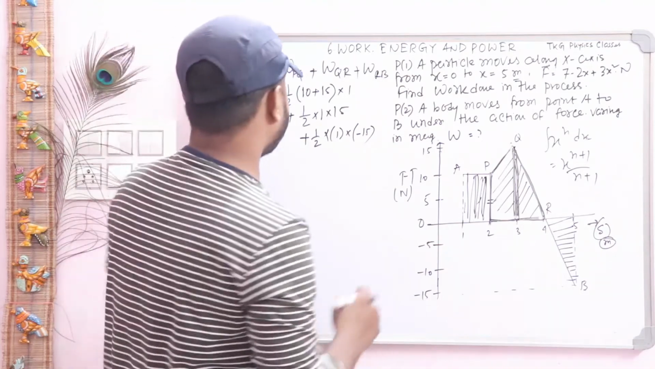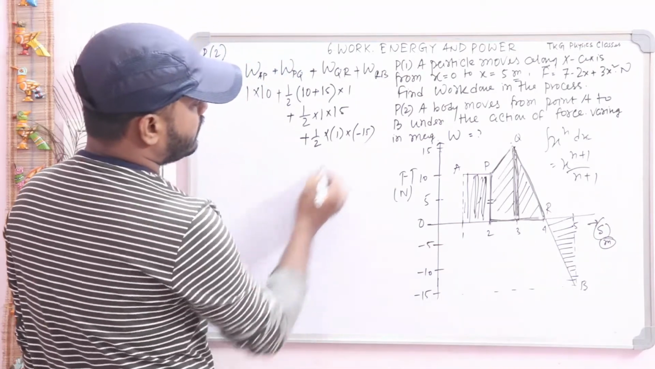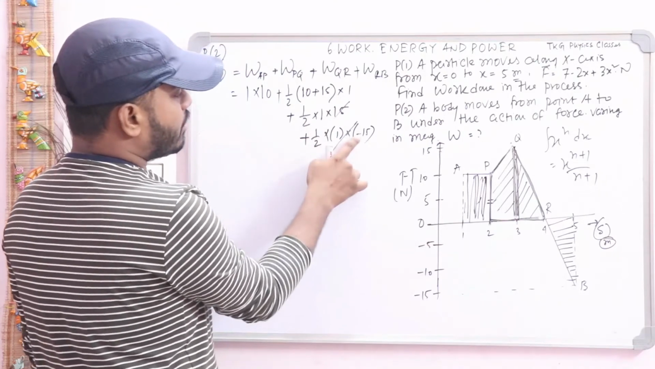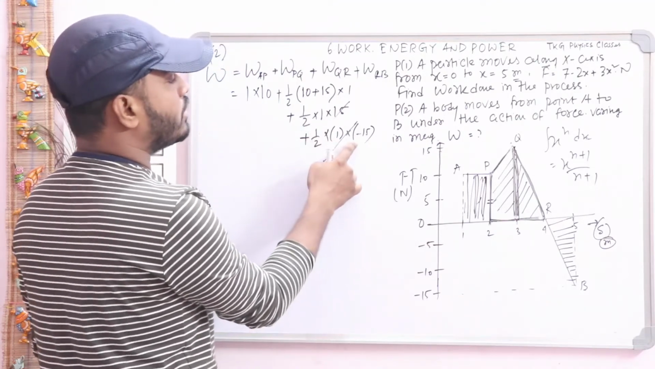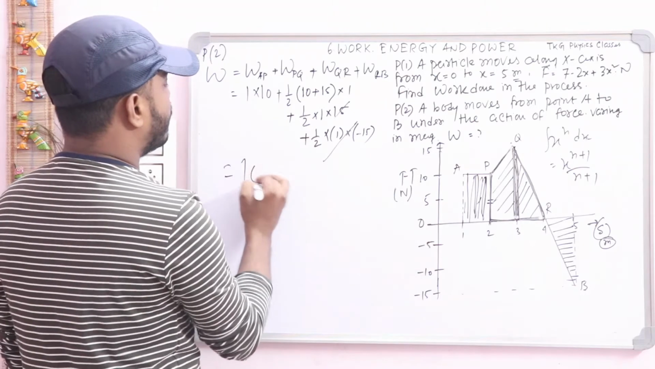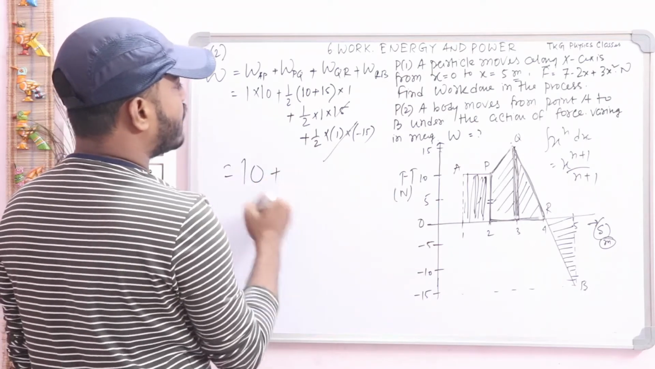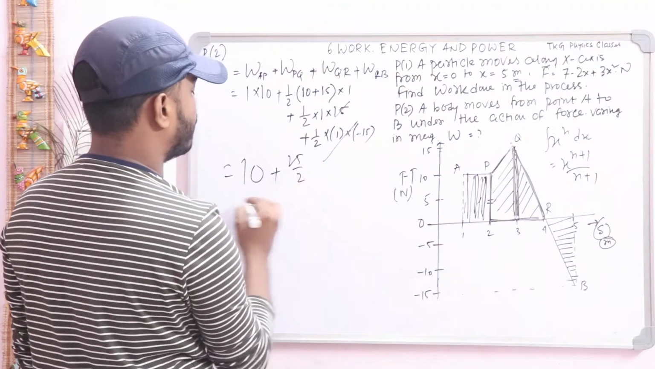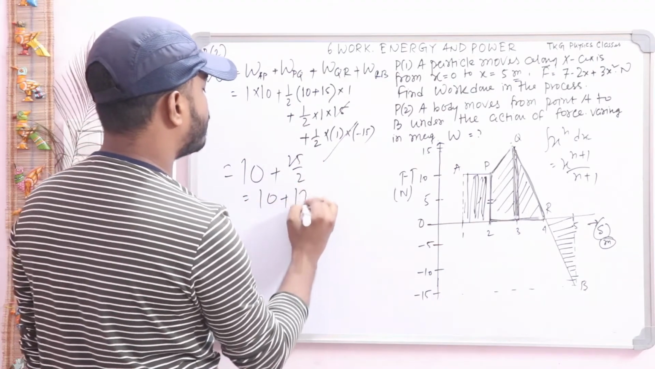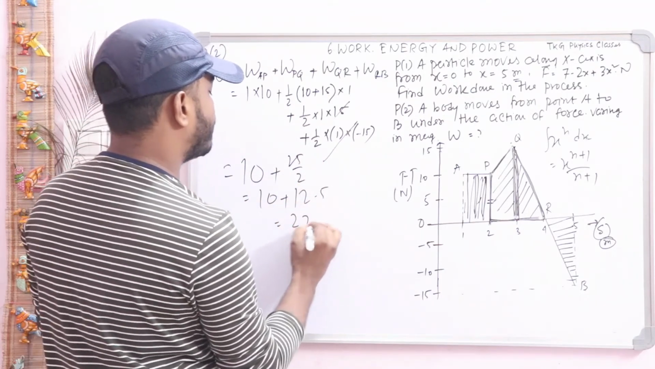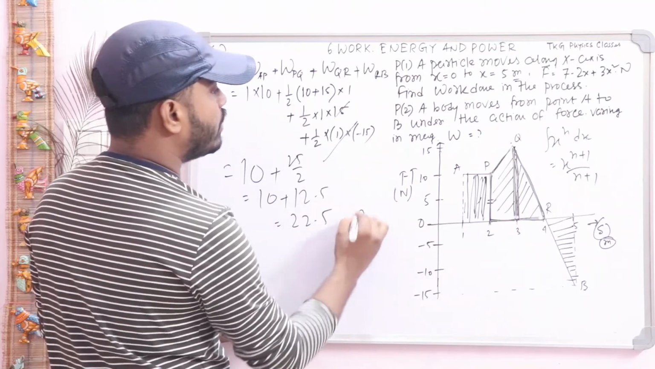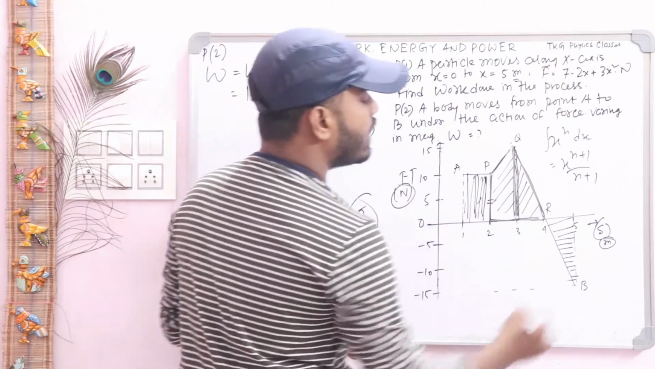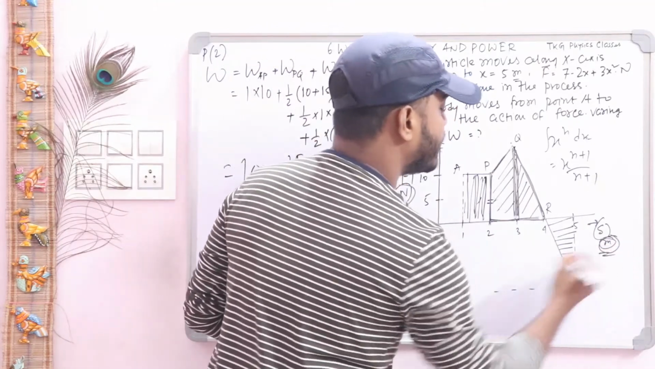Okay, so simplify. You see this value and this value will be cancelled out: half into 1 into 15, and minus half into 1 into 15. So the answer will be 10 into 1, 10, plus 10 plus 15, that is 25 divided by 2. So 10 plus 12.5, that is 22.5, and the unit will be Joule, because the force unit is Newton and the displacement unit is meter.